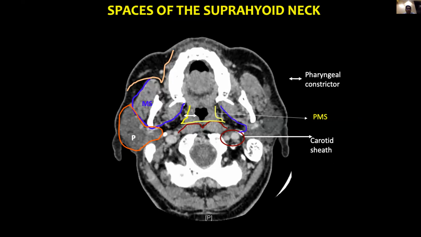Important spaces we must know before we jump onto the malignancies per se. The first and foremost space, which is the fat containing space, is the buccal space. The buccal space contains the parotid duct, and this is the parotid duct which is running. At times you may have occlusion because submucosal fibrosis can lead to occlusion of the parotid duct opening, which is an indirect sign of parotid duct involvement.